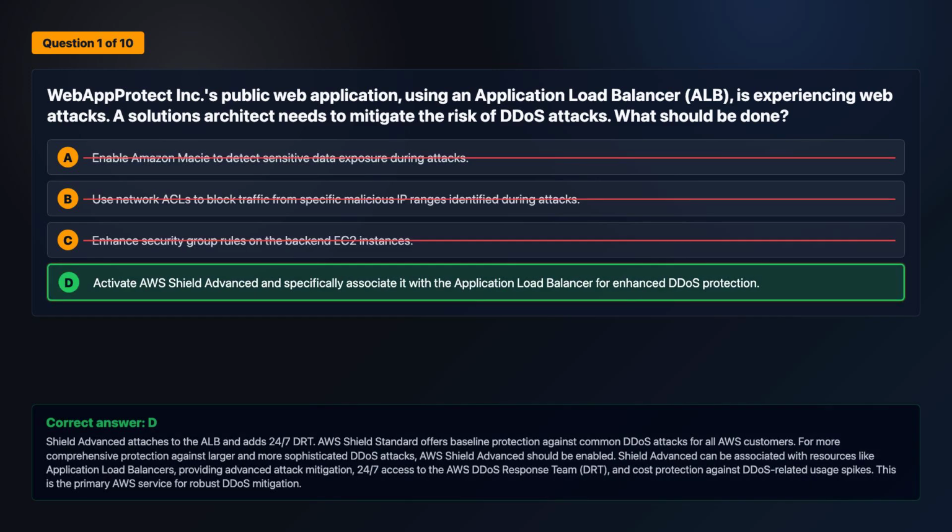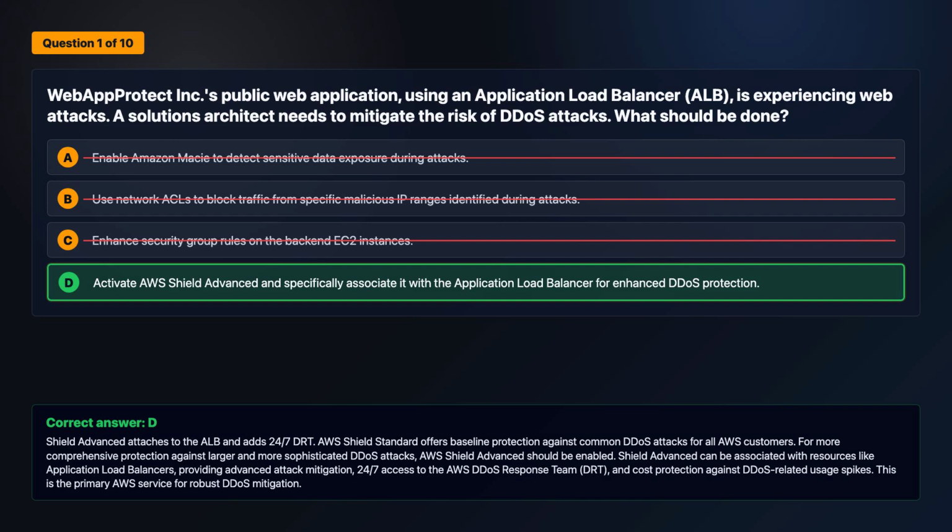The correct answer is option D. Shield Advanced attaches to the ALB and adds 24/7 DRT. AWS Shield Standard offers baseline protection against common DDoS attacks for all AWS customers. For more comprehensive protection against larger and more sophisticated DDoS attacks, AWS Shield Advanced should be enabled.